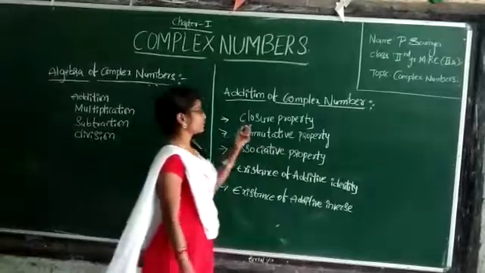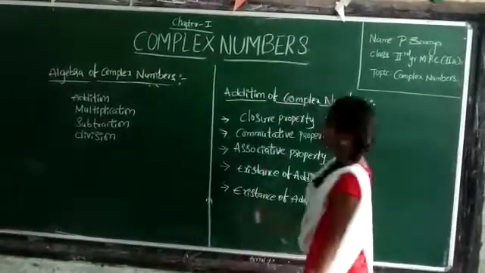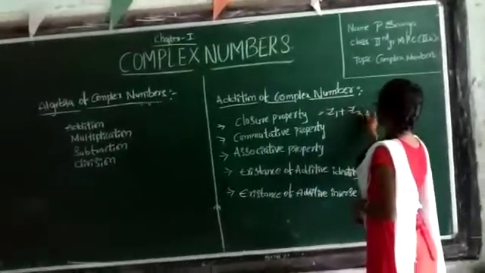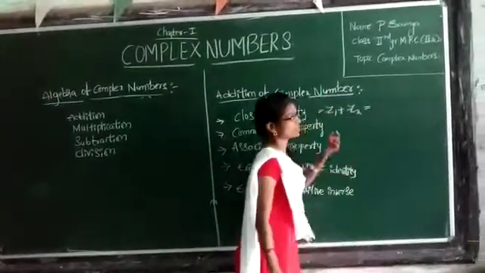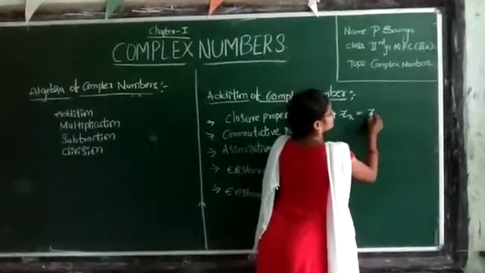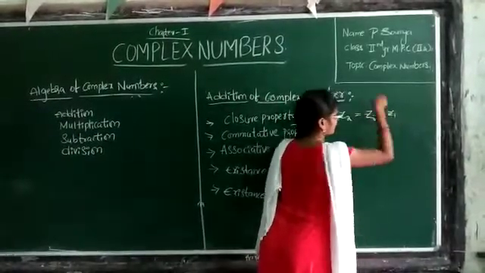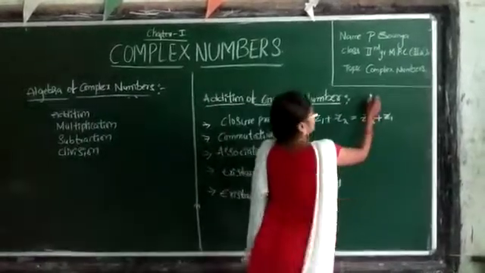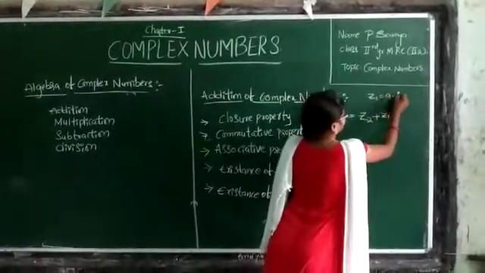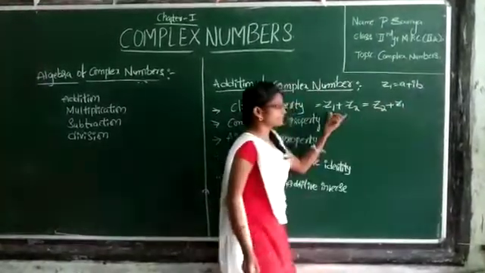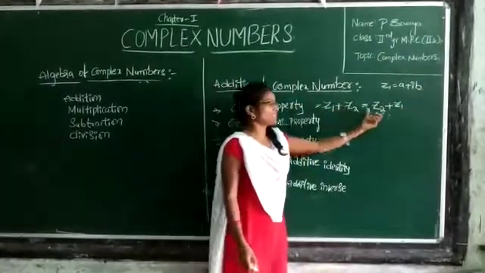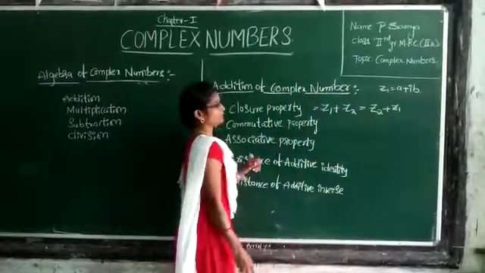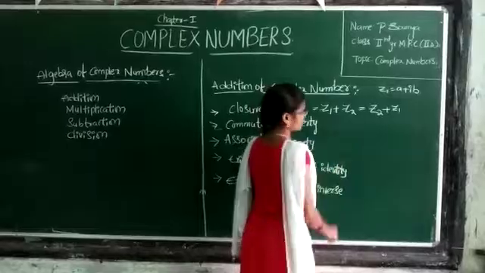First we can see the closure property. What is the closure property? That is z1 plus z2 equal to z2 plus z1. If you see z1, what is z1? Already you know z1 is nothing but a plus ib. If you add these two, again you will get the same thing, that is z2 plus z1. And what is the commutative property?